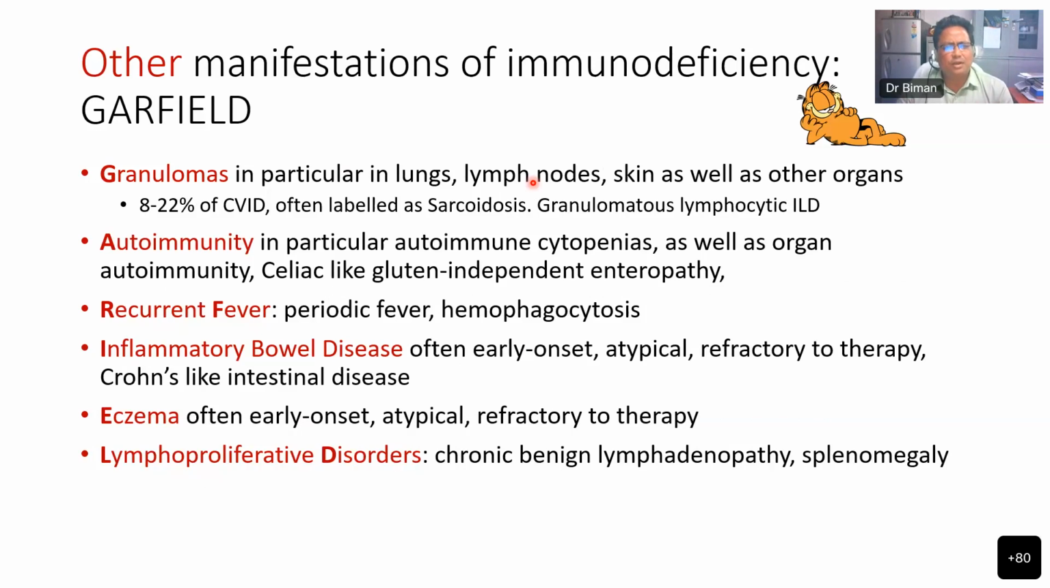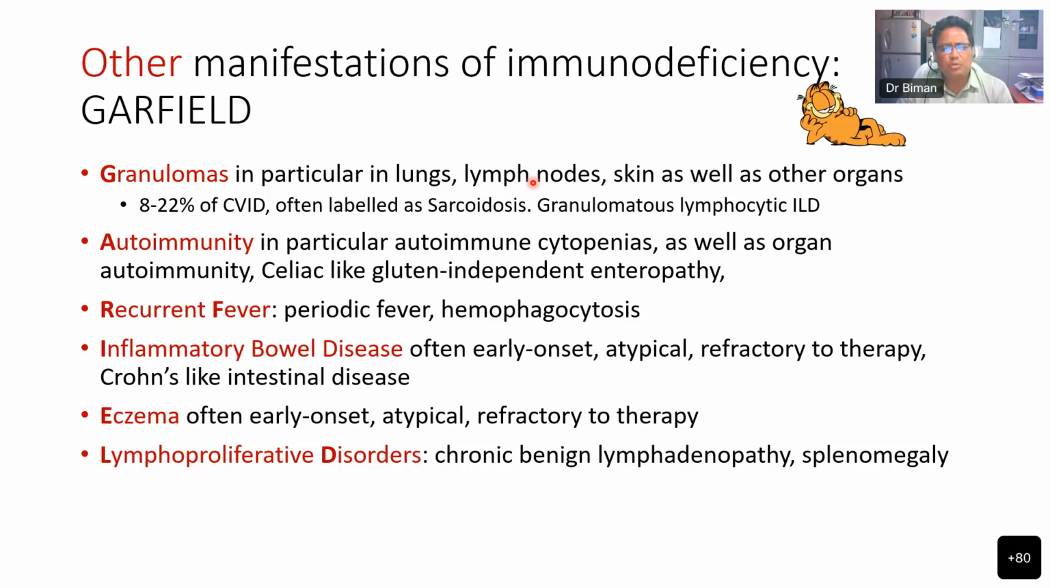But granulomas, in particular in lungs, lymph nodes, and skin, as well as other organs, can be seen especially in patients with CVID. CVID is the commonest form of immunodeficiency in adults. As high as 8 to 22% of CVID patients can have granulomas in the lungs or lymph nodes, which are otherwise non-specific granulomas, and they are often labeled as sarcoidosis.